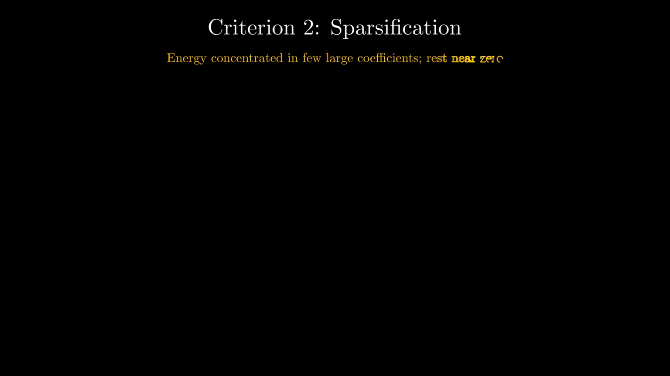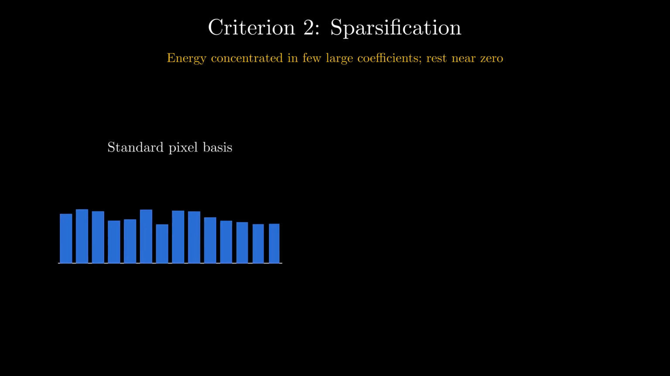Speed is solved, but speed alone doesn't compress anything. We need the second criterion, sparsification. A useful basis should pack the signal's energy into just a few large coefficients, leaving the rest near zero. Then we can discard the tiny ones and barely lose any information.